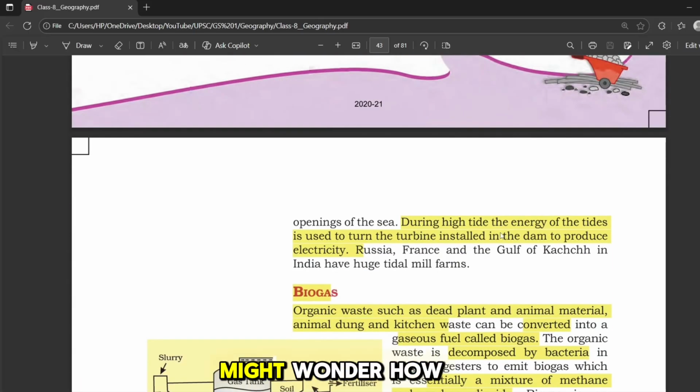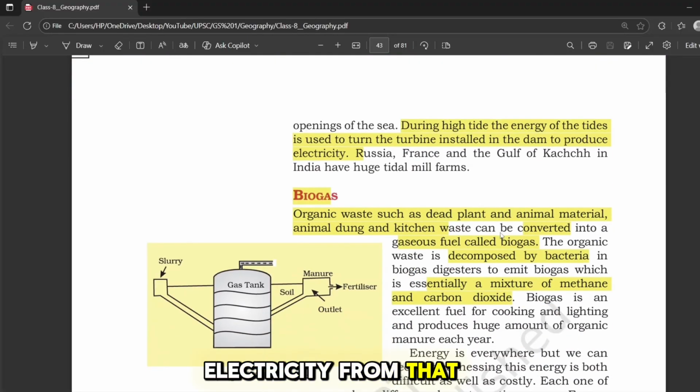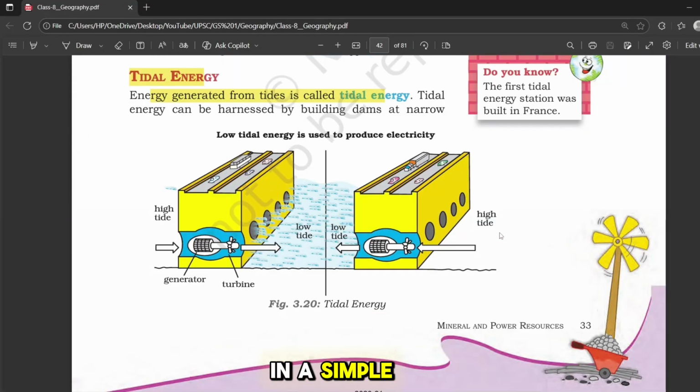And now you might wonder, how do we get electricity from that? Let's understand this in a simple way. Imagine there is a dam built across a narrow bay or an estuary, somewhere the sea water can easily flow in and out, like this. When high tide comes, the sea water flows into the dam area. That flowing water has a lot of energy.